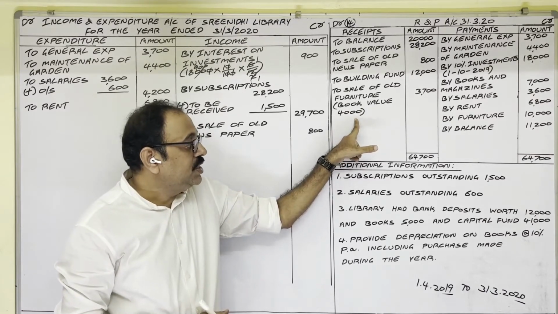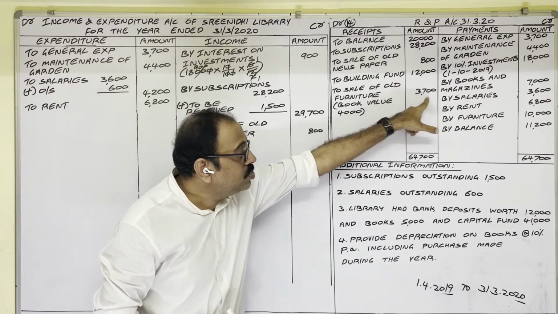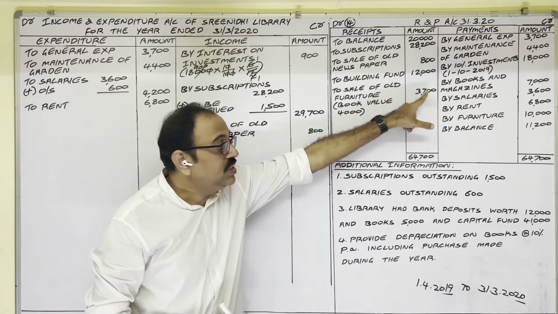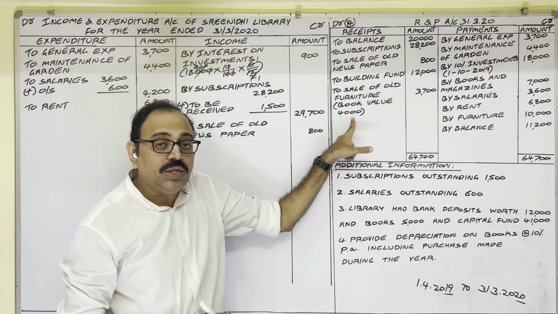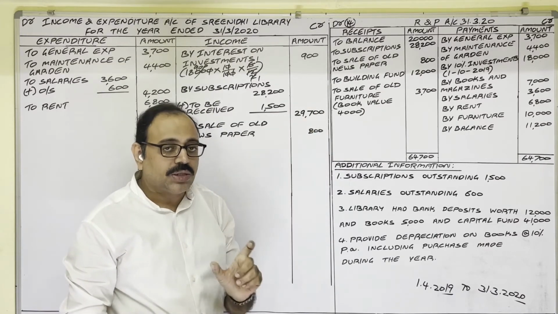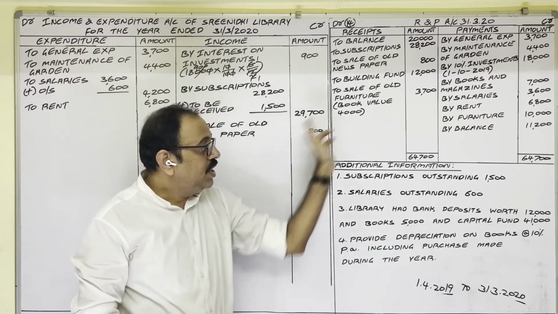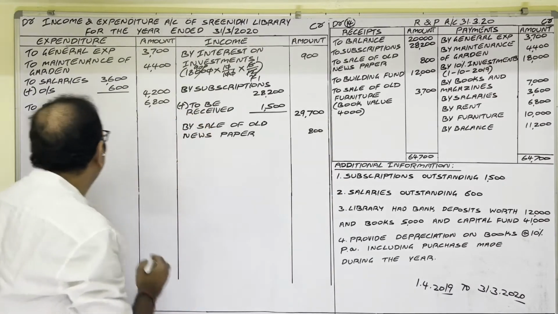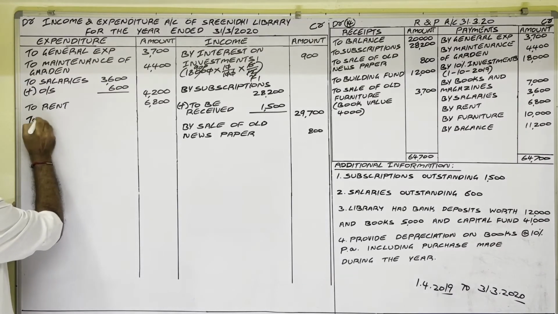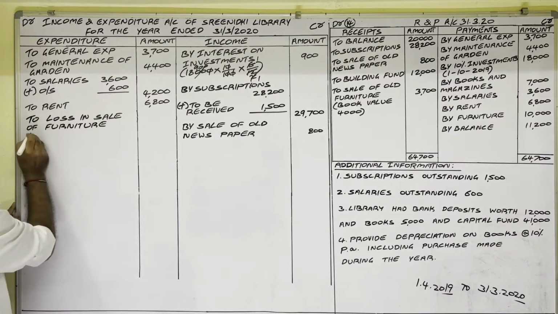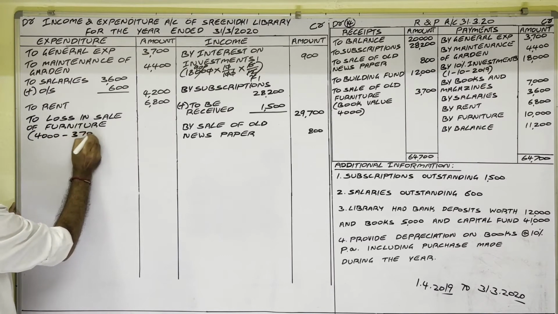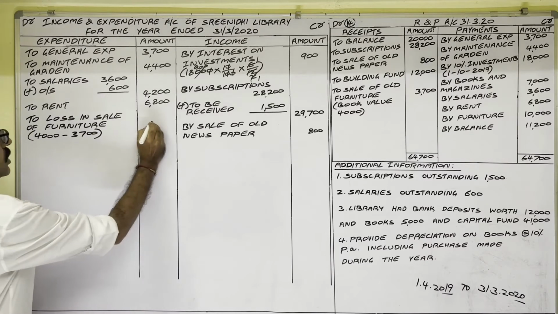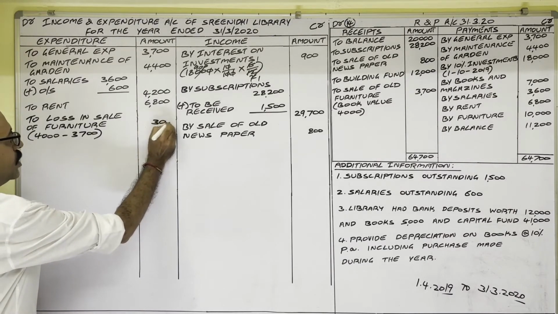4,000 worth furniture, firm sold for 3,700. So sale value is less than book value. Means there is a loss in this sale. Loss, debit side we have to show now. 300 is the loss difference. Loss in sale of furniture. Show the calculation. Book value is 4,000 rupees. Sale value is less than book value. So difference 300 in outer column.